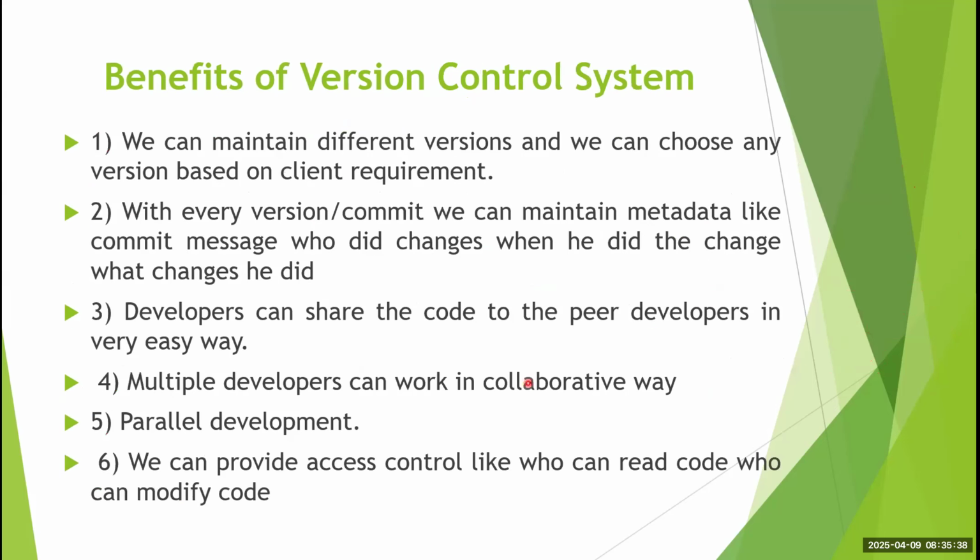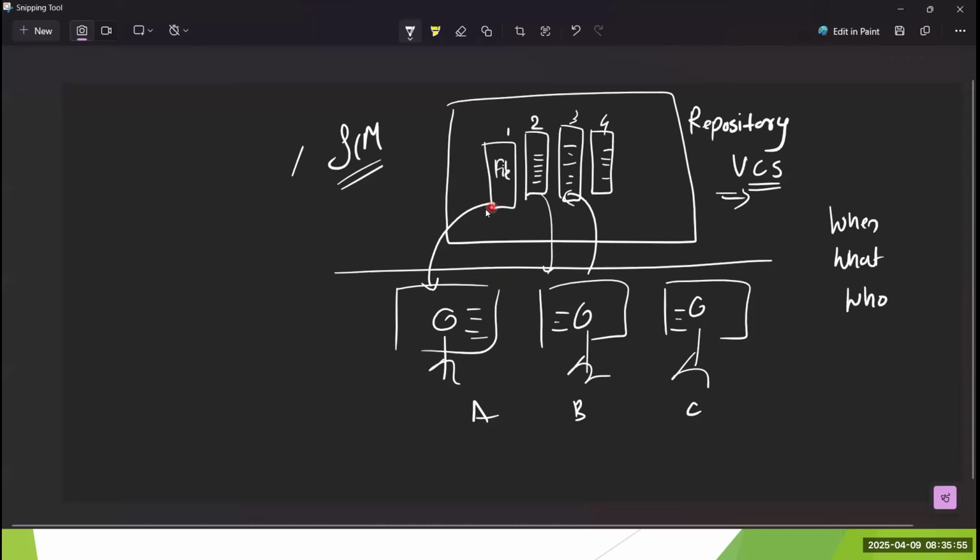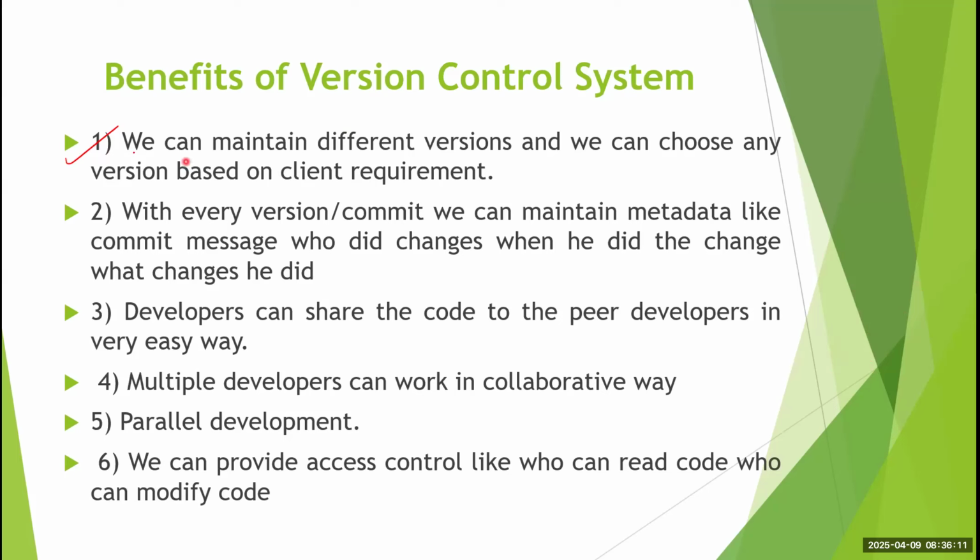But now we need to understand what the benefits are. If you have version control, what are the benefits of that? Absolutely, guys. If you have version control, we can maintain different versions, and even choose any version based on the client requirement. So for any project, you are maintaining multiple versions. Tomorrow your client comes and asks, please give me the version 1 document, please give me the version 2 document. If you are maintaining all the files, you can immediately share them with that particular client. That is the main part, correct? So we can maintain different versions and choose any version based on the client requirement.